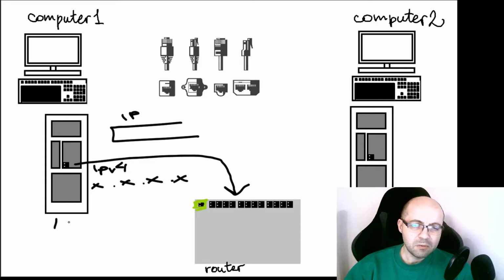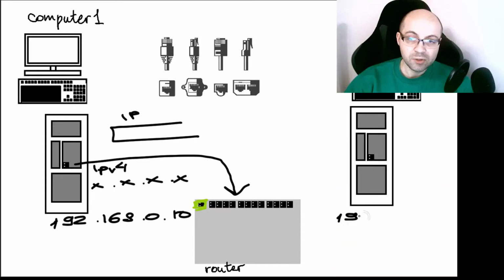For example, 192.168.0.10, right? This is an IP address. Another computer would also have an IP, but it will be a different IP address. You would normally never have the same IP address in the same network, otherwise it would be a conflict. So here we will have 192.168.0.15.